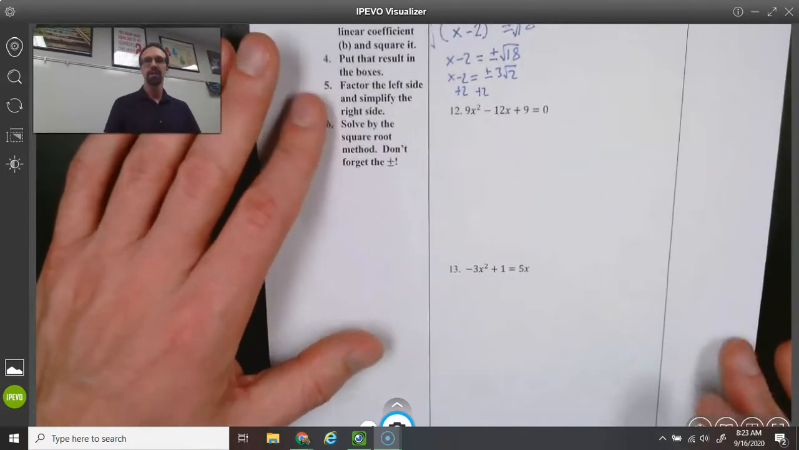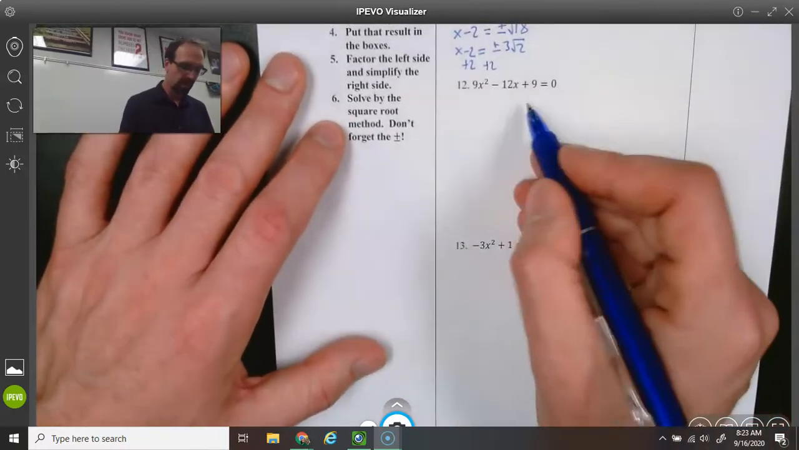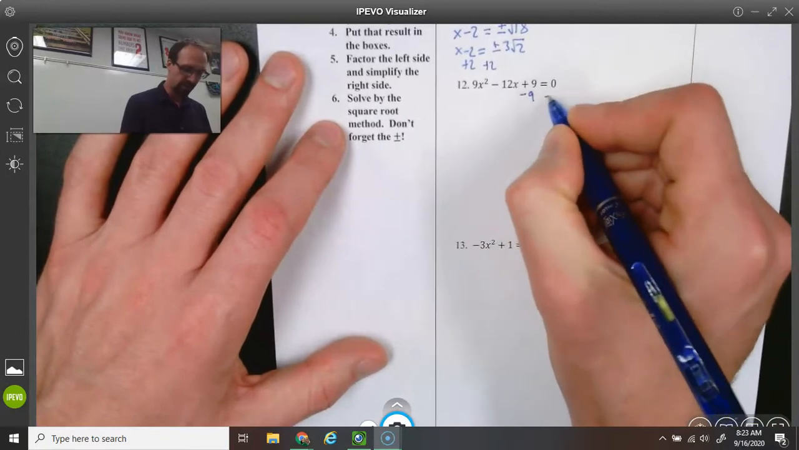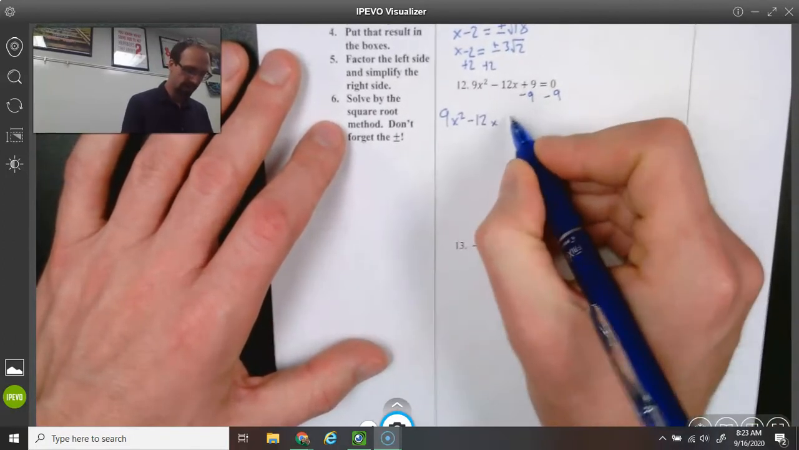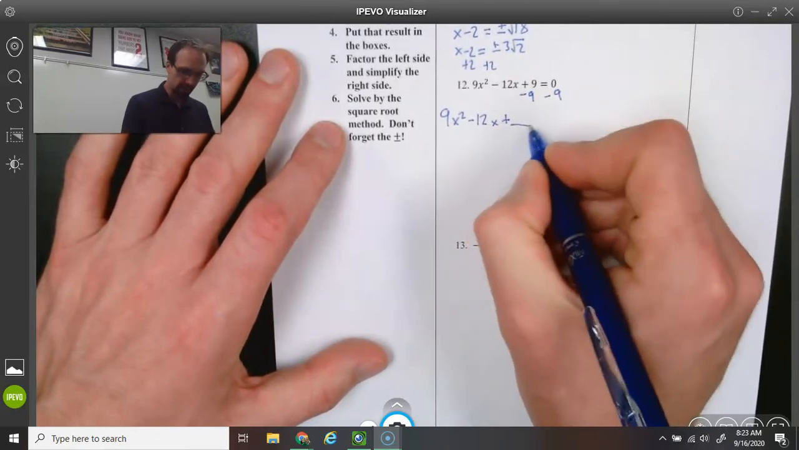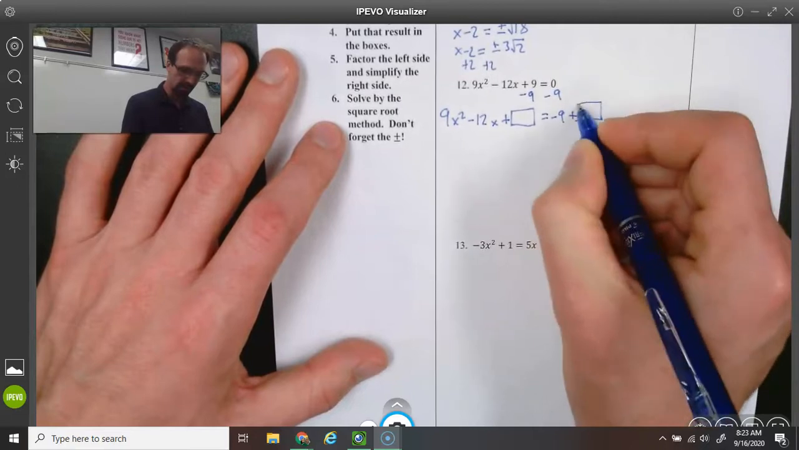Number 12. This one's a little bit difficult because we have an a term that's other than 1. Let's talk about what happens here. First, we're going to subtract 9 from both sides. So I have 9x squared minus 12x. And then I'm going to go ahead and put plus the box is equal to -9 plus the box.